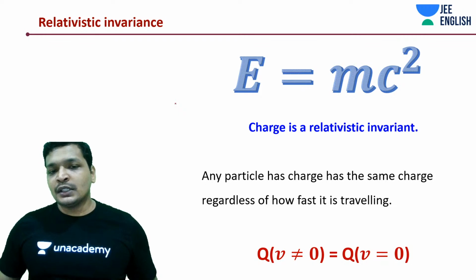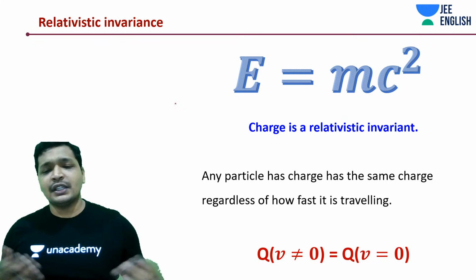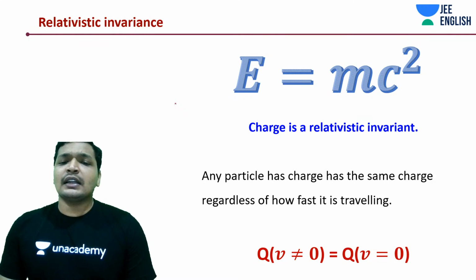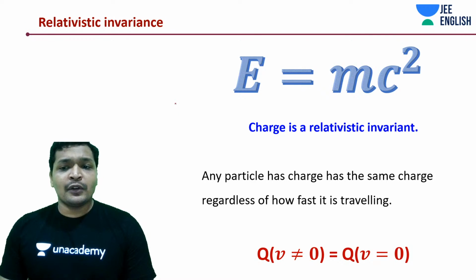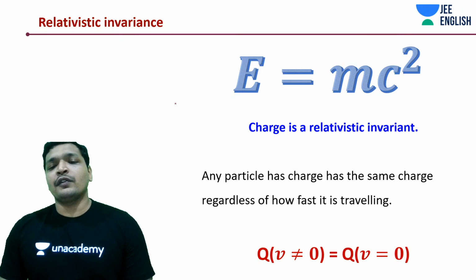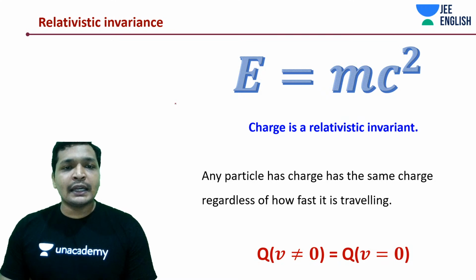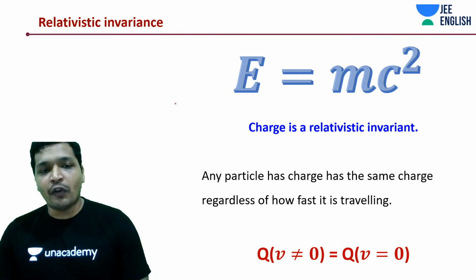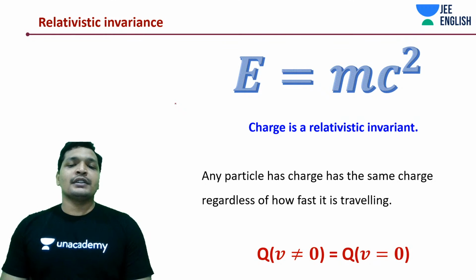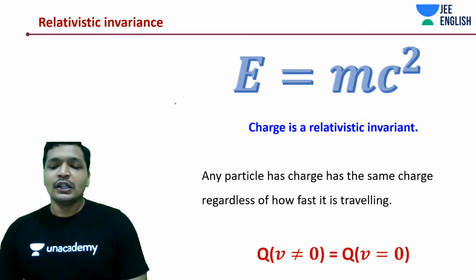Okay, I'm not sure if this concept is required for your JEE Mains or JEE Advanced, but this is a very scientific and very important concept: any particle that has a certain amount of charge would have the same amount of charge irrespective of how fast it is traveling, even at the speed of light. So this is the relativistic invariance property of charge. This is also a very interesting one, one of the most interesting things about charge.